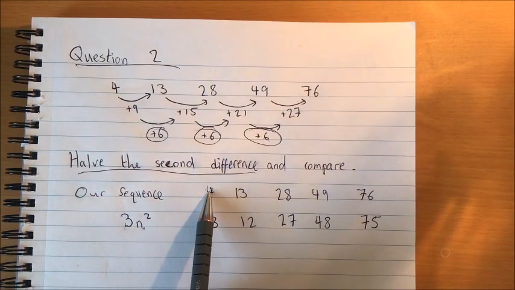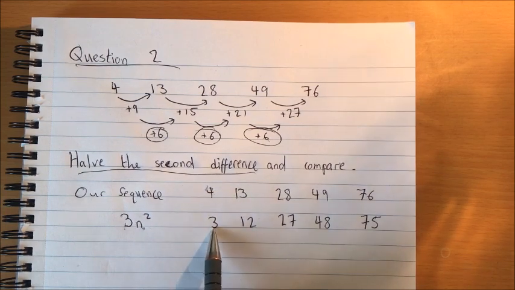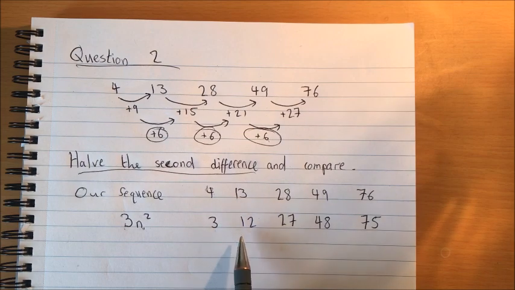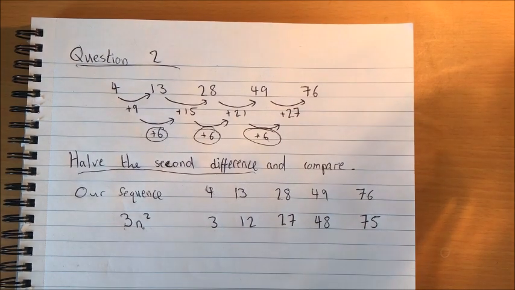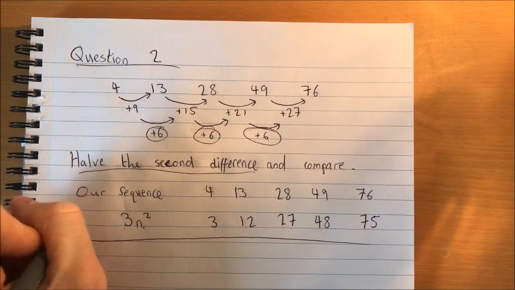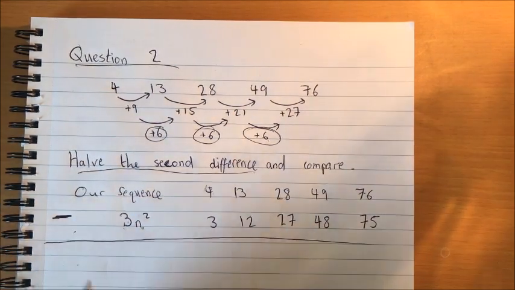Our sequence starts with a 4, but 3n squared starts with a 3. The second term in our sequence is 13, and the second term in 3n squared is 12. We're noticing that link, and there's a very easy, quick way to find it. We're going to make a subtraction. Let's take away 3n squared from our sequence.